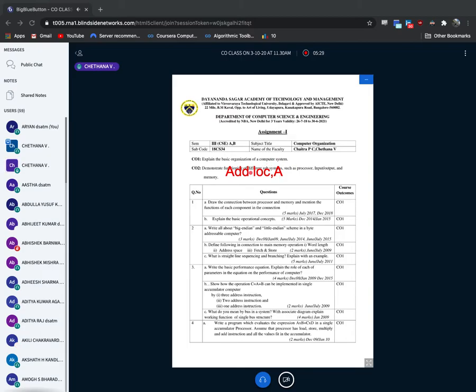First, I go to the program counter, take the address, and load this instruction into the instruction register. Then take the data from the location, then take the data from location A. Then add both of them. So that's the operational steps you should explain.